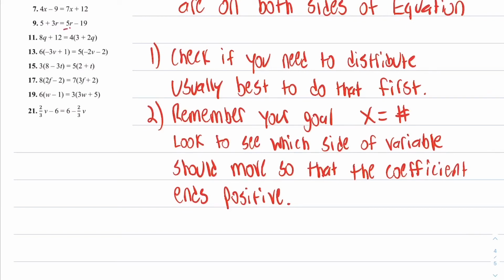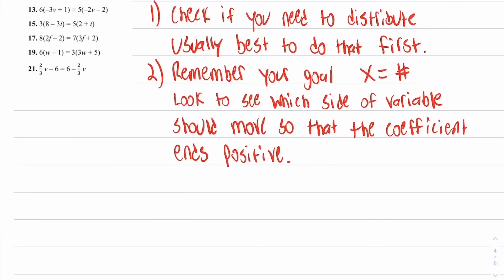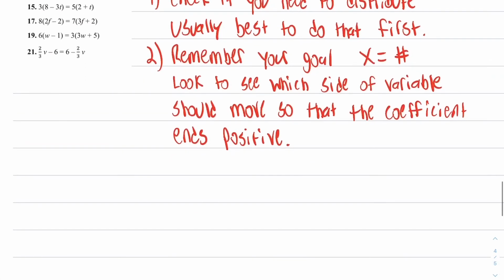If I subtract this 5r, then I'm going to have to make a -5r over here, and that's going to make a -2r, and then I'm going to have to deal with a negative in the end. But if I move this 3, then I'm going to have a positive 2r on the right side, and then I don't have to deal with anything negative later. Dealing with negatives is fine, it just adds an extra step.